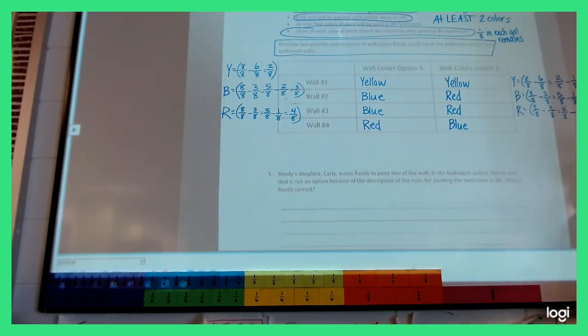Noah? Are we going to need this paper? I'm going to tell you what to do with it in just a moment. Angie? Are we going to do number 5?